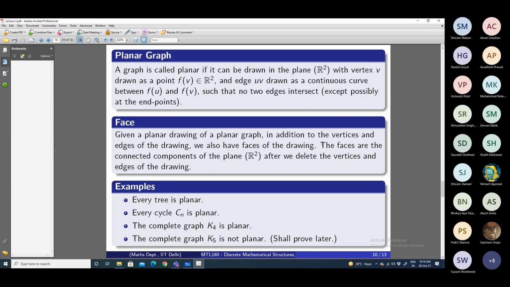Okay, now there is an important concept that is called a planar graph. So what is a planar graph? Planar graph means if a graph can be drawn in a plane without any intersection, then that graph is called a planar graph. Intersection means intersection on the edges. Okay.